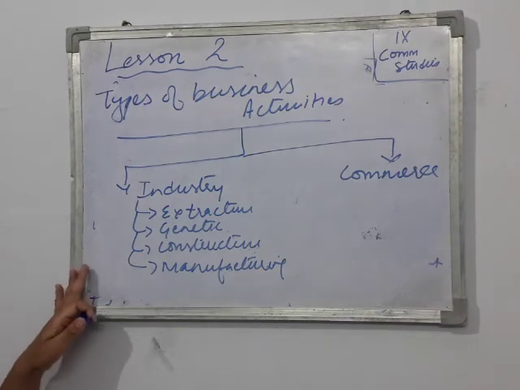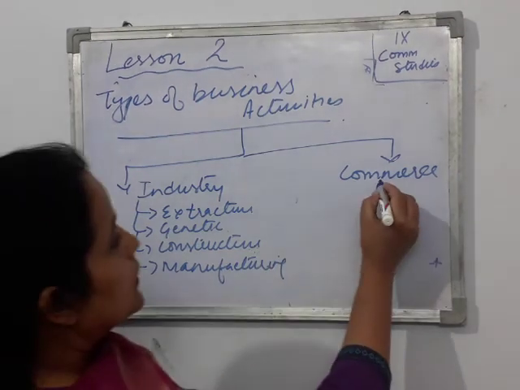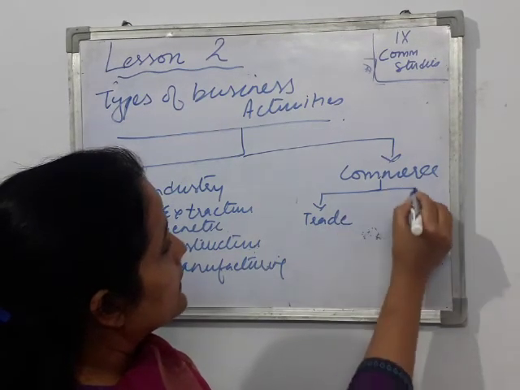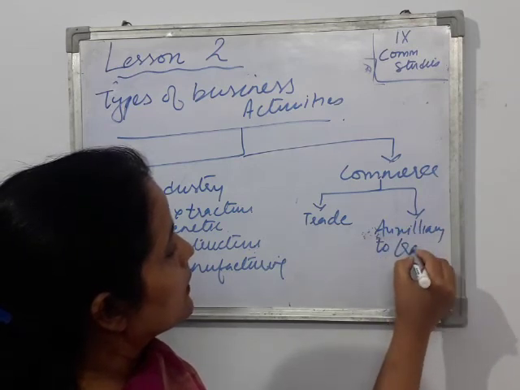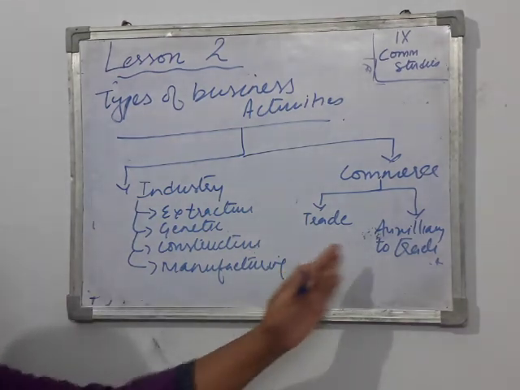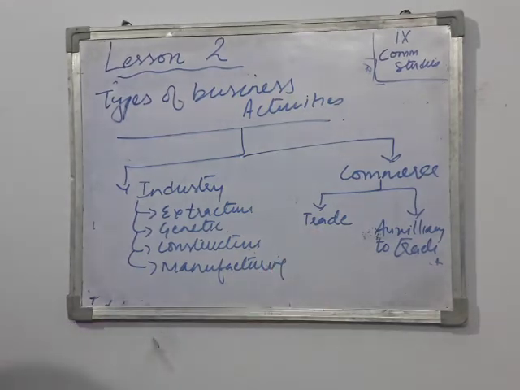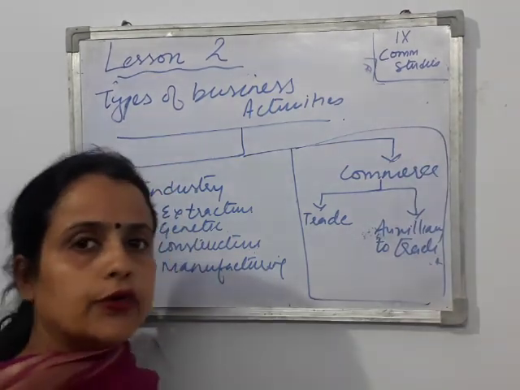Under commerce, what do you have? Under commerce, you have another types of divisions, that is it is divided into basically two parts, trade and auxiliary to trade. And further again there are some more divisions in this, internal trade and external trade are there, but this part we are going to do in our next class.